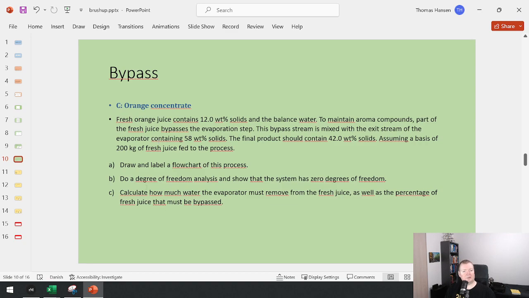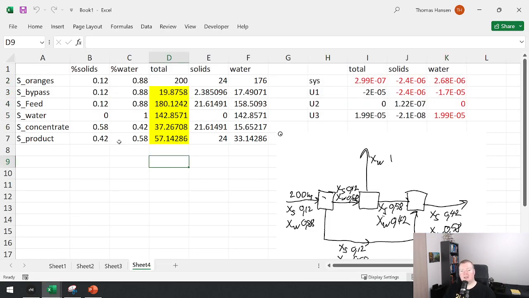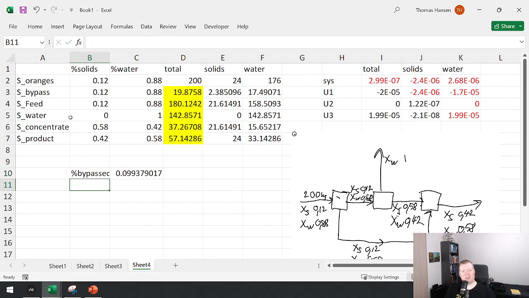Orange concentrate, do a degree of freedom. We did that. Calculate how much water must be evaporated. We need to calculate the percentage of fresh juice that must be bypassed. Okay, fair enough. So if I want to calculate the percentage that I'm bypassing, we'll do that here, percentage bypassed. I'm just going to take the mass that I'm bypassing compared to the total mass I'm feeding. So that means I'm bypassing about 10%, 9.9. So 10% is being bypassed, the rest goes to the evaporator.